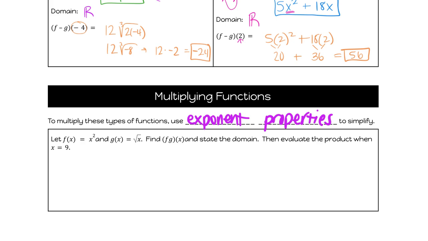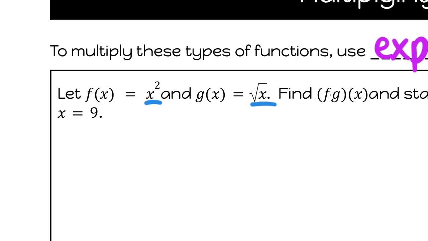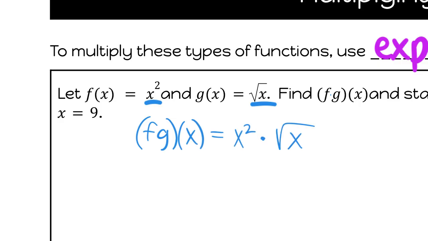So let's take a look at our first one here. It says f of x is x squared and g of x is the square root of x. And we're being asked to find f, g. Since they're right next to each other, that implies multiplication. So we're finding f times g of x. So we're going to multiply these functions together. So here we go. So f times g of x would equal x squared times the square root of x.